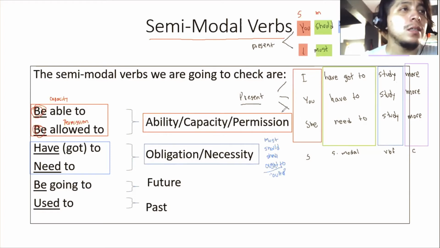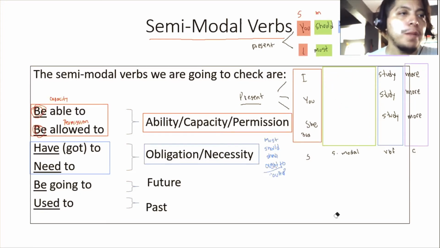But in the present, the third person of the singular has one rule. The rule is that the auxiliary is does, but you never use it. And because you're not using the auxiliary, then the verb needs an S. She needs to study more. She has or he has got to study more. In this case, it's I, so you don't have to change. You, so you don't have to change. But when you have she, then you need to change. Okay? That's the first problem. The first problem is that we need to respect the rules of the simple present.